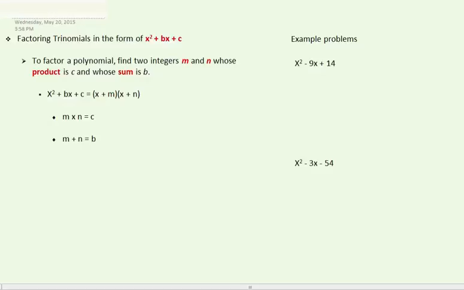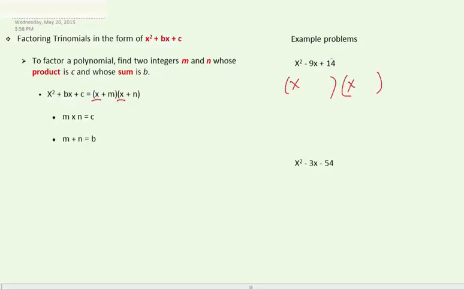Let's see how these rules apply to a few examples that we have on the right. In our first example, we have x squared minus 9x plus 14, and they want us to factor this polynomial into its two factors. In our definition, we see that we have an x and an x as the first two terms, so we'll do the same. Now we have to find two integers that multiply to 14 but add to negative 9.